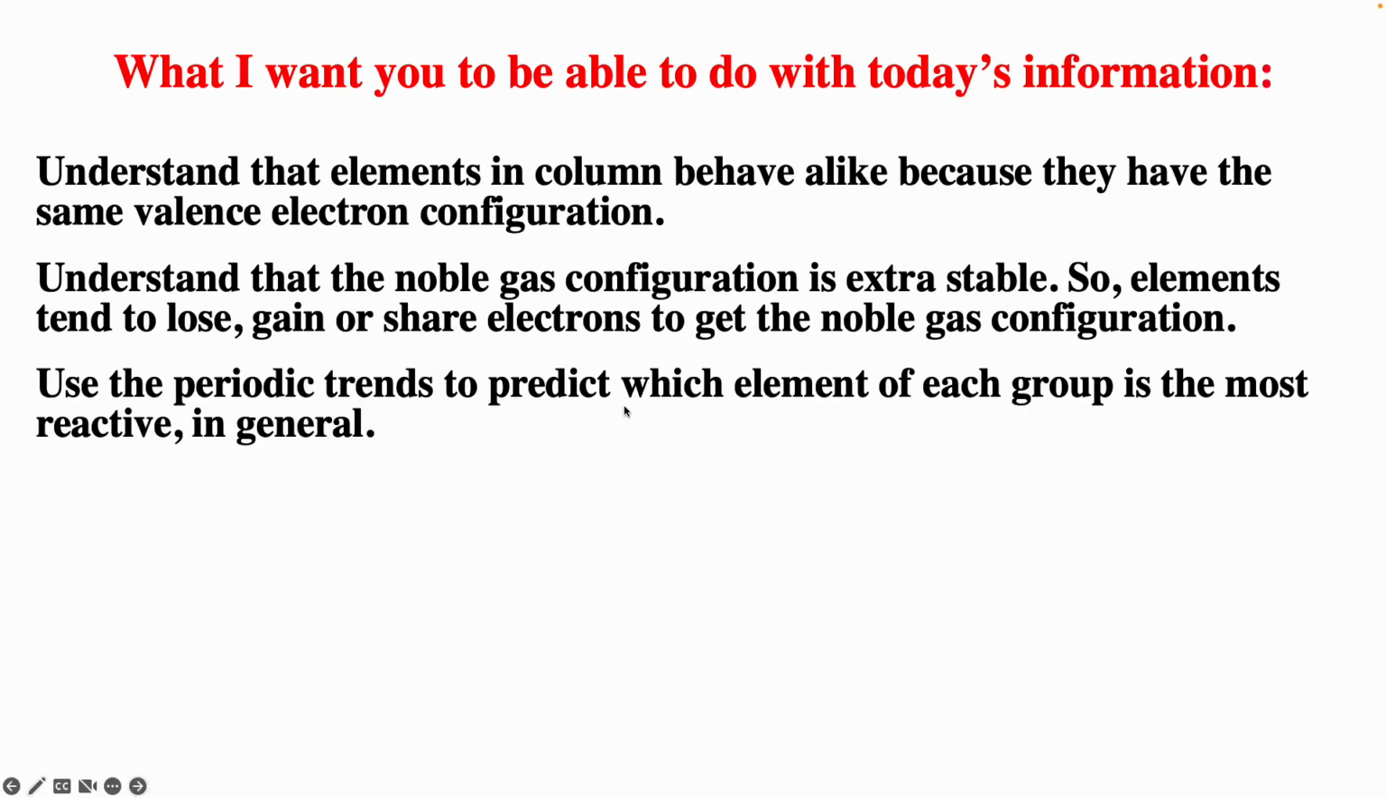And so hopefully you understand that elements in a column behave alike. They have the same valence electron configuration. Understand that noble gas configuration is extra stable, so elements tend to gain, lose, or share electrons to get noble gas configuration. Again, noble gas configuration, you have full subshells. And you should be able to use periodic trends to predict which element of each group is the most reactive in general. I hope that helps.